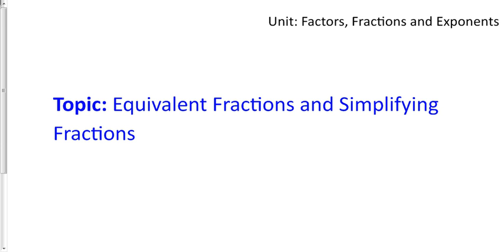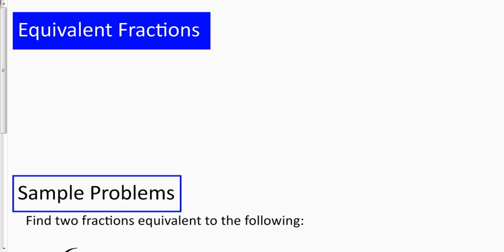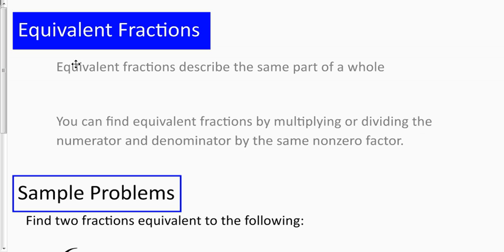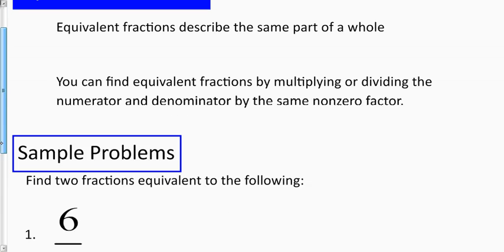In this video, we'll look at equivalent fractions and simplifying fractions. So, equivalent fractions. Equivalent fractions are fractions that describe the same part of a whole. And we find equivalent fractions by multiplying or dividing the numerator and denominator by the same non-zero factor.